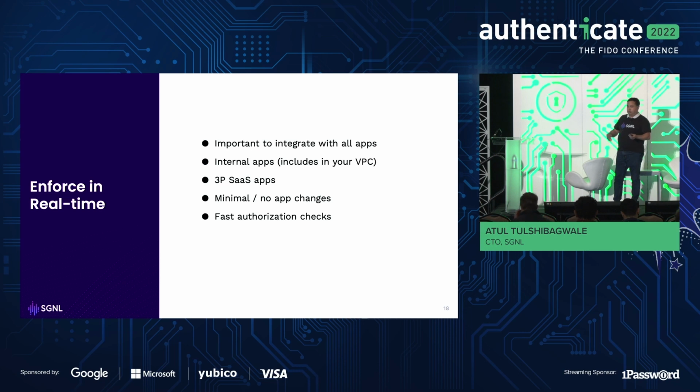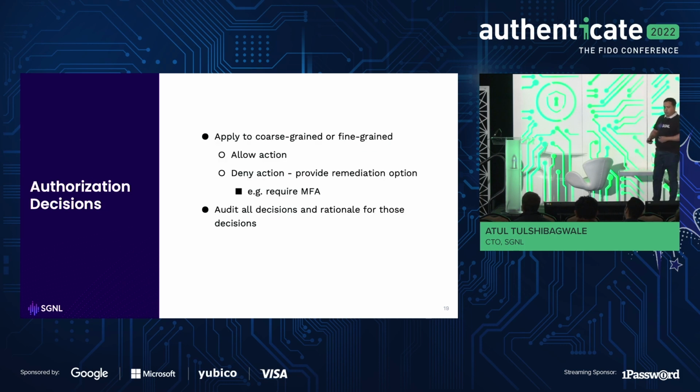And then obviously you want to do this all in real time, because the context keeps changing, and you don't want to wait days or even hours before you can enforce a change in the policy, right? And so these are the ways in which you can improve the authorization infrastructure. And so you can apply these decisions to both coarse grain or fine grain, right?